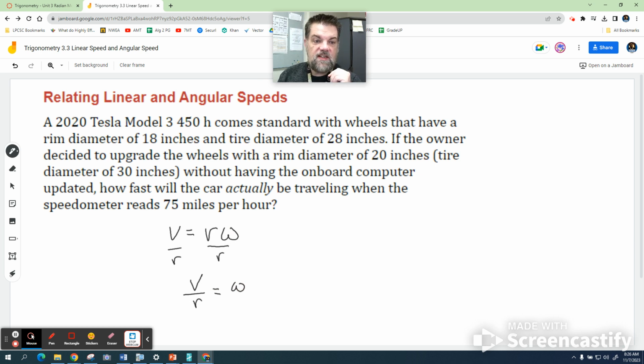Well, what did they give us? They did give us a radius, sort of, right? We have a bunch of radiuses, right? We have 20, and we have 30, and then we have 28, 18 inches. So we've got to figure out exactly, that's the tire diameter. So really, we're probably going to do the tire diameter, but the rim might play into it too. So then what does that mean? Well, that means that our angular speed is 75 miles per hour.